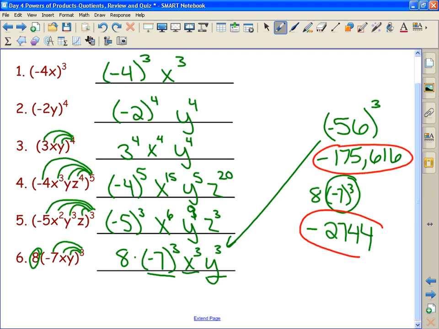Okay, so we can see that these two answers are different here. These two answers are very different. So the question becomes, which way do we do it? Okay, the answer is we follow PEMDAS. We follow our order of operations.